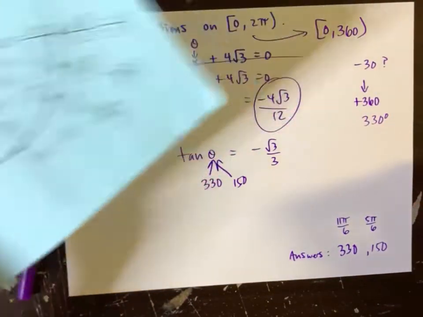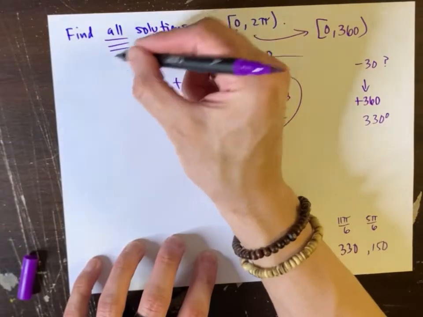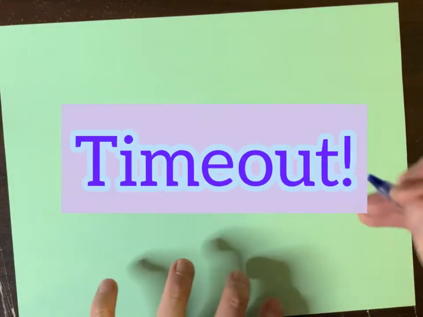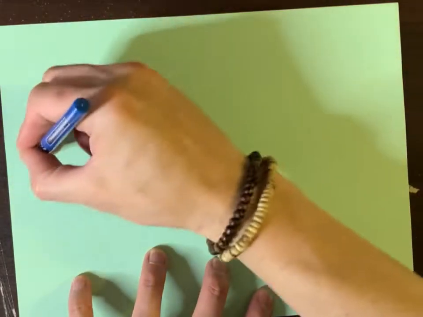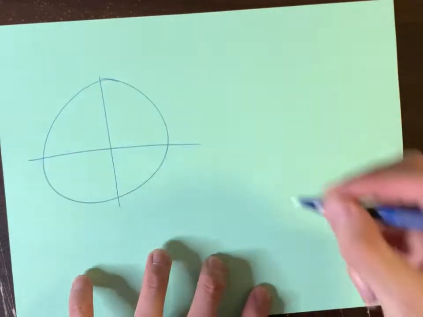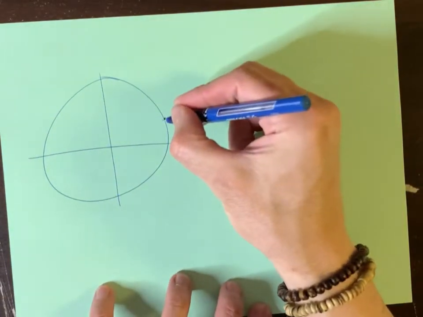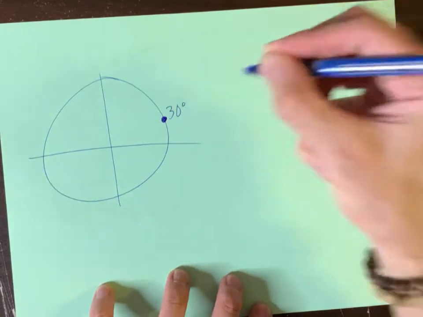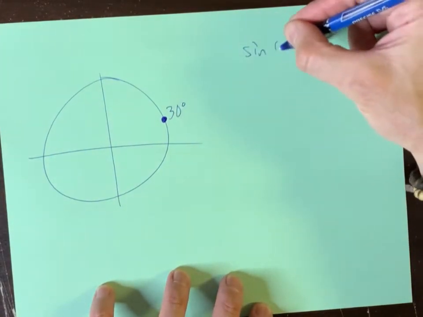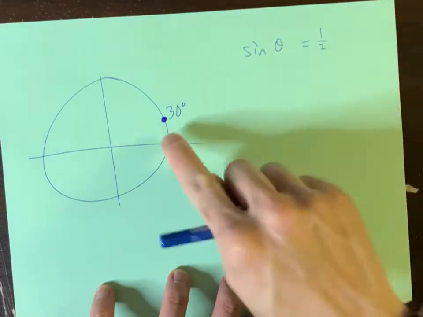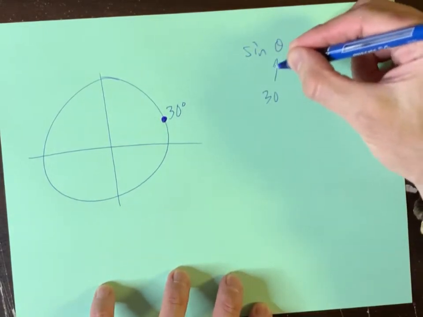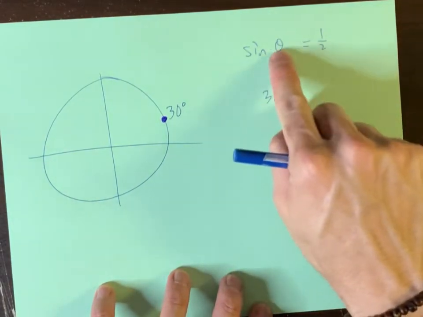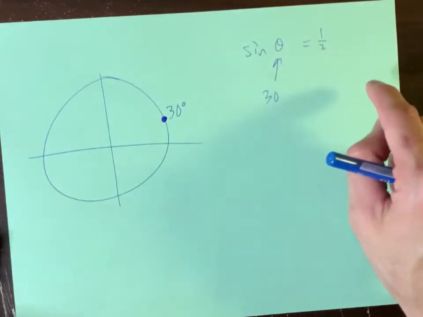Now here's another thing. They said find all solutions. So before we finish that problem, let me just communicate something to you. Let's say this is the unit circle. And let's say that here is an angle that satisfies a certain equation. Let me just make this up. Let's pretend this is 30 degrees. And the equation could be like sine of theta equals 1/2. Theta is going to work, 30 is going to work, because if you plug in 30 there, sine of 30 is 1/2. You can check on a calculator if you want to.